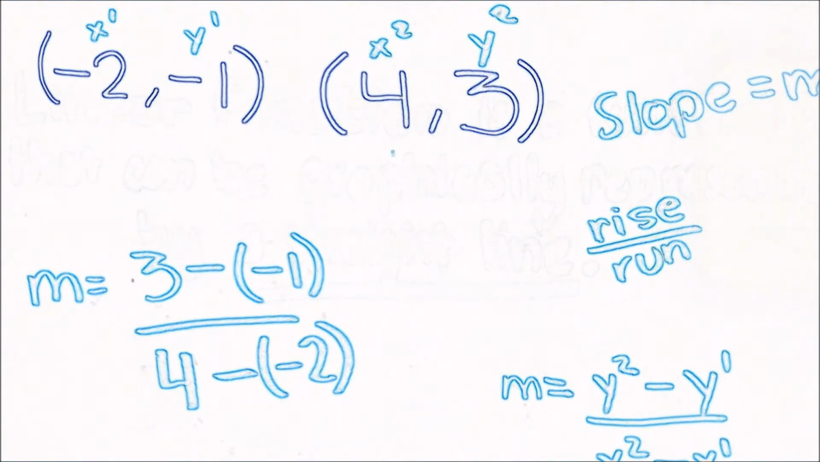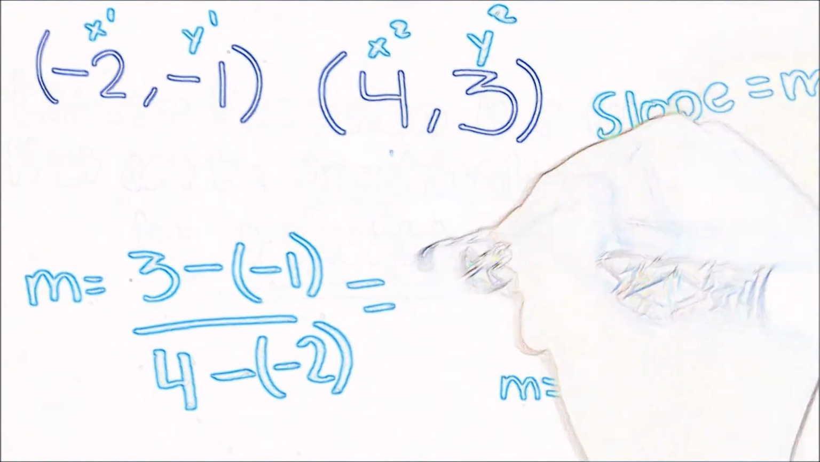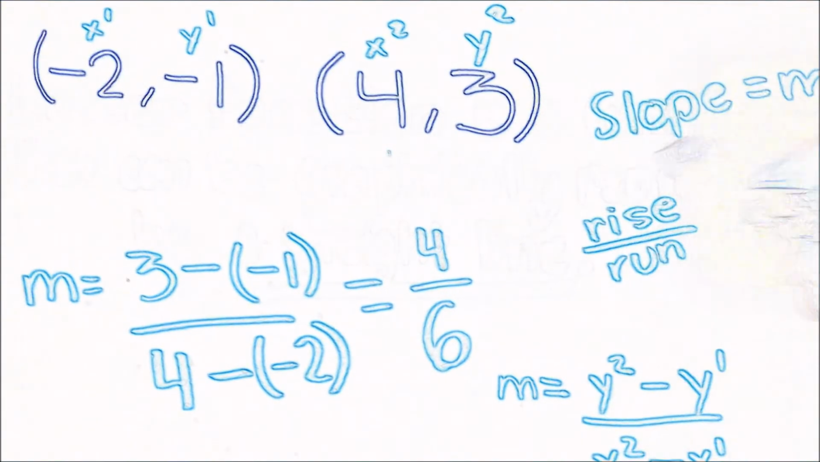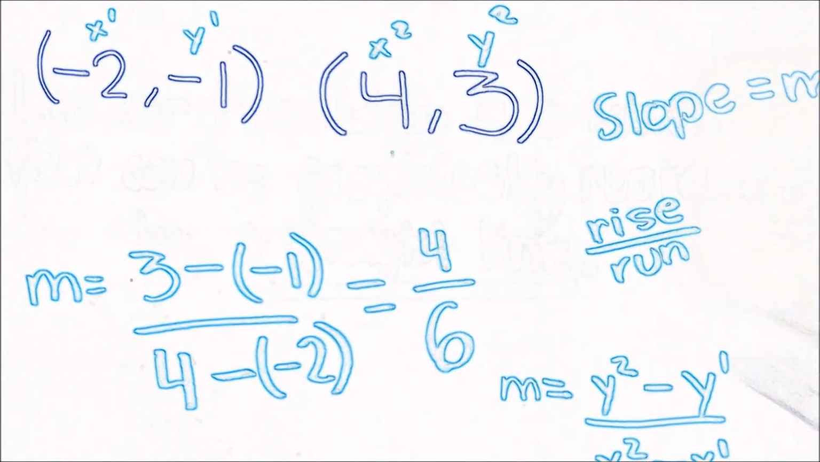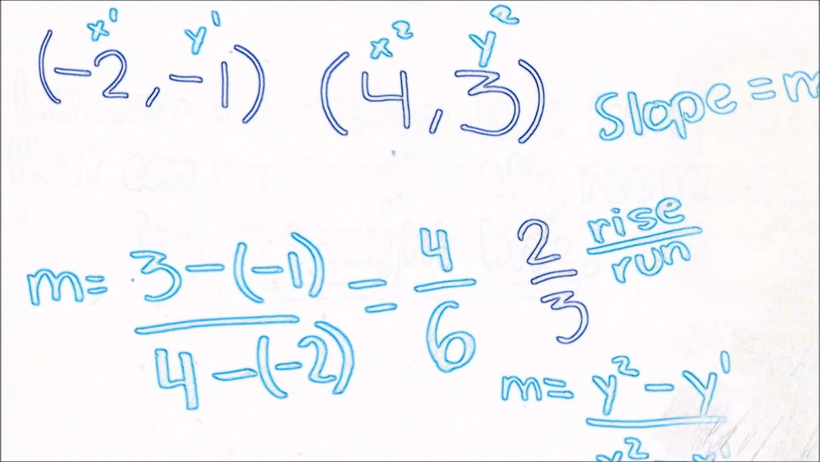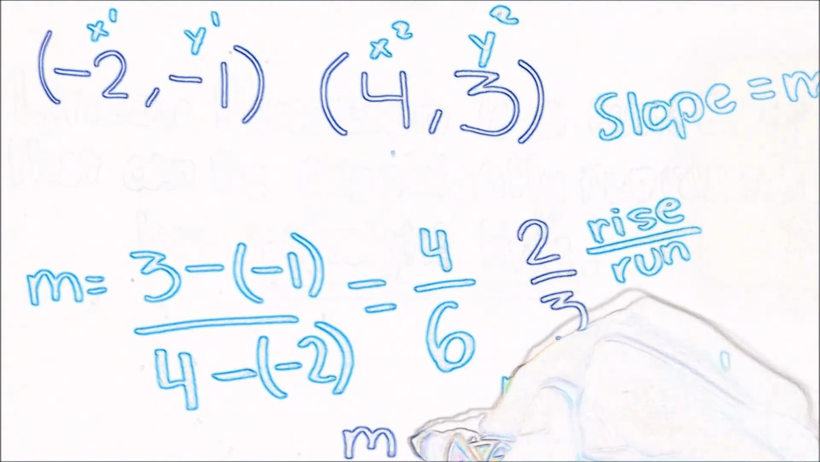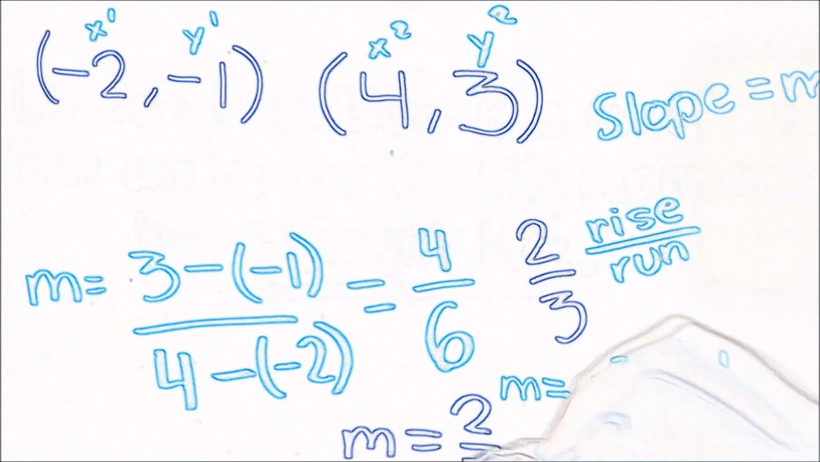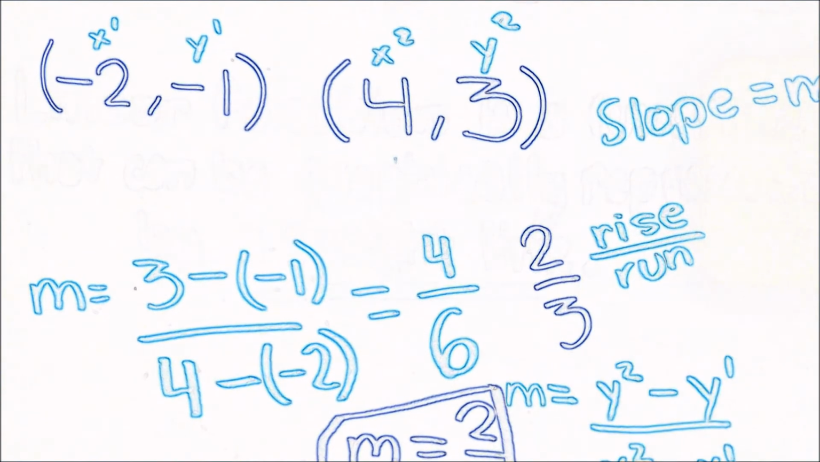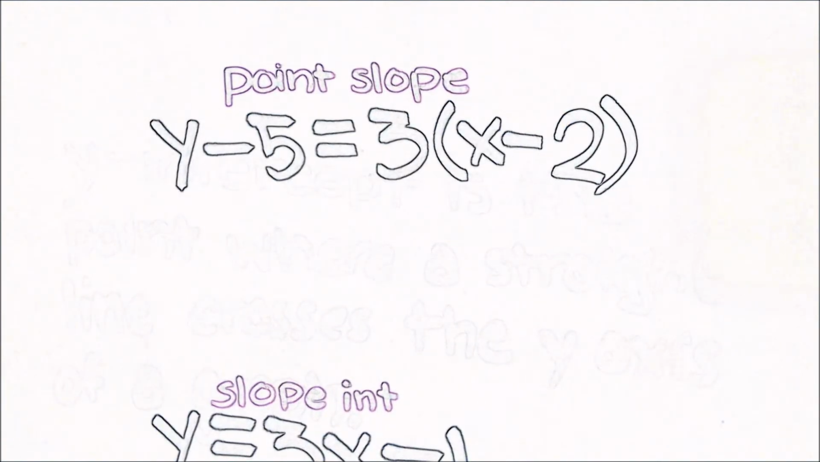Now the only thing we have to do is just solve it. Here is gonna go 4 over 6, but this fraction can be simplified. So the slope will be 2/3, and that would be the answer. M equals 2/3, and now we got the slope. Once you've mastered this, we can continue.